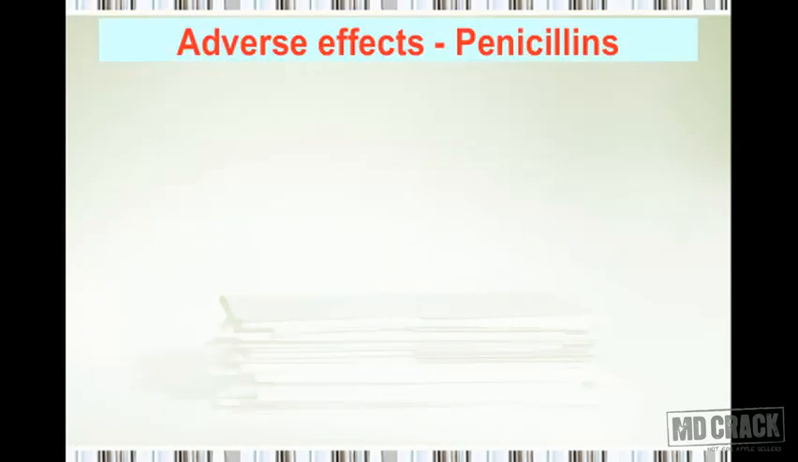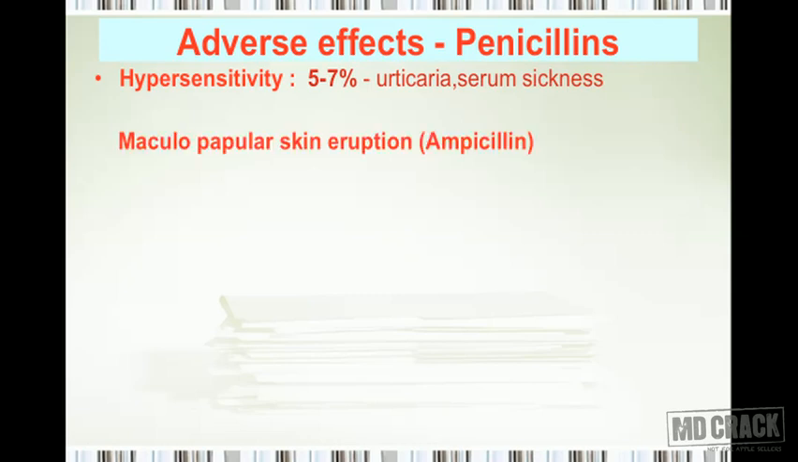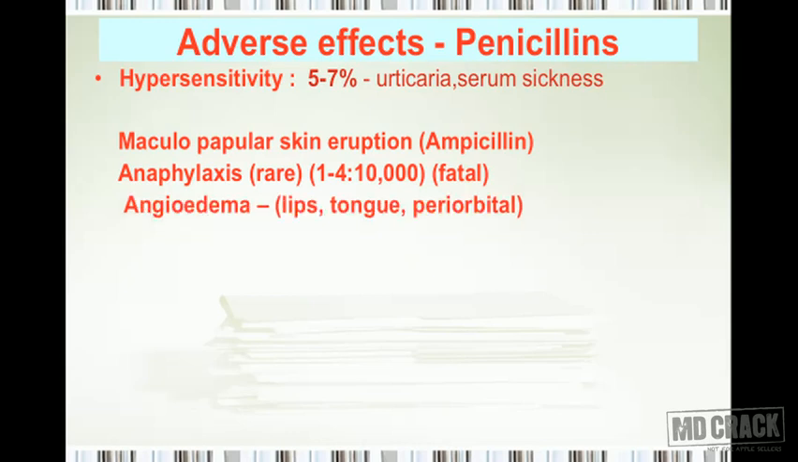Now we try to review the adverse effects of penicillins. Number 1, hypersensitivity reactions about 5 to 7%, urticaria and serum sickness. To give an example, maculopapular skin eruption by ampicillin. Anaphylaxis, which is rare, 1 to 4 in 10,000 patients, but it could be fatal, so must be remembered. Angioedema, that's lips, tongue and periorbital edema, could get precipitated. There is cross-allergenicity between penicillins and cephalosporins. So if the patient is likely to be allergic to one penicillin, the patient is likely to be allergic to all other penicillins. Similarly, if the patient is allergic or hypersensitive to penicillin, the patient is likely to be hypersensitive to cephalosporin. And the reason is the common structure, that's beta-lactam structure.